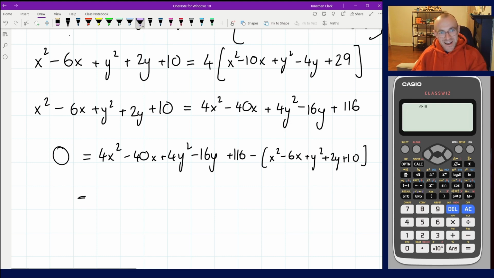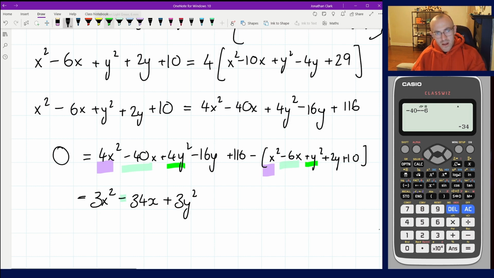Right, x squareds first of all. 4 take away 1 is 3. X is next, minus 40, take away minus 6. Make sure to not mess up the signs. All right, it's 34. The y squared terms should be easy enough. 4 take away 1 is 3. Minus 16 take away 2 is minus 18. And the big numbers, 116 take away 10 is 106.